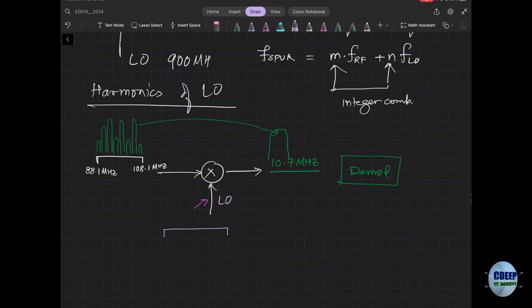Huh? Calculate. You have to use a calculator. Remember this, 10.7 megahertz is where you need to show up. Ajay ji, say one. What has to be done? Now do it, say the numbers, both numbers.